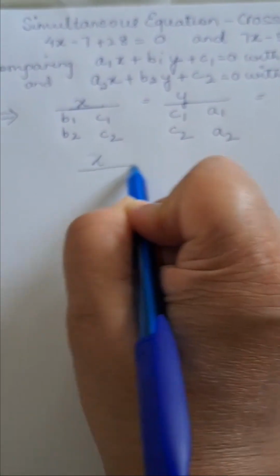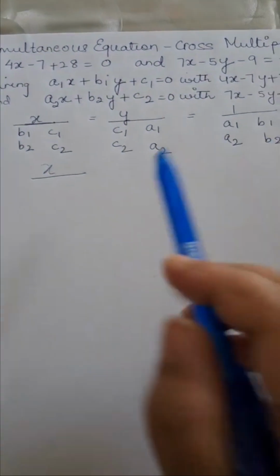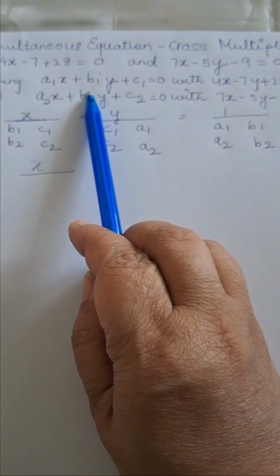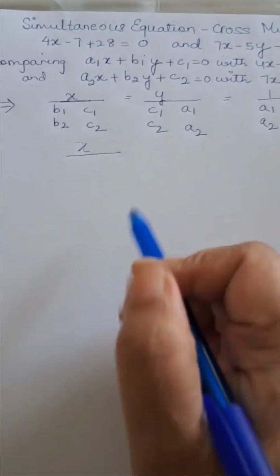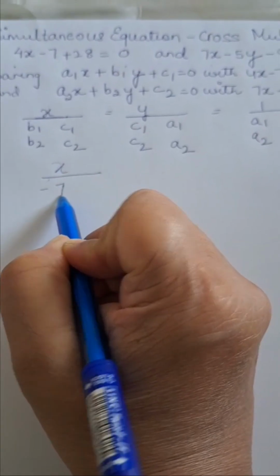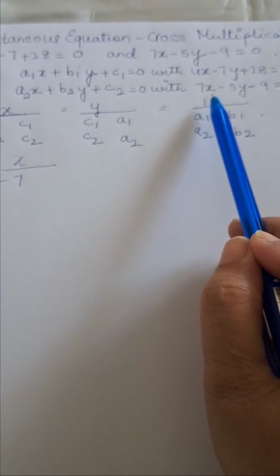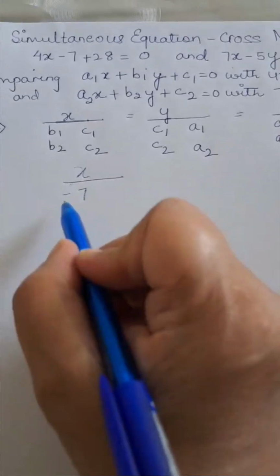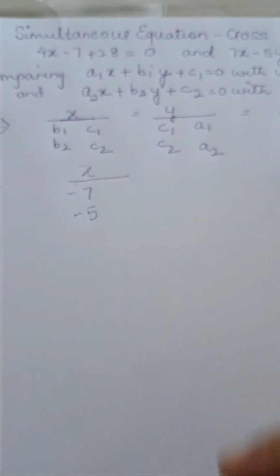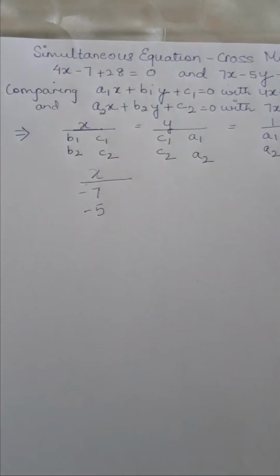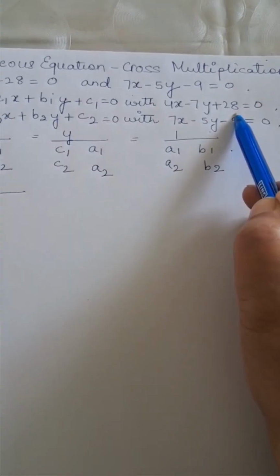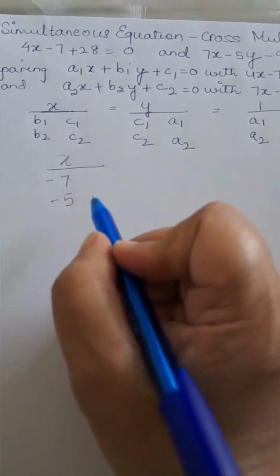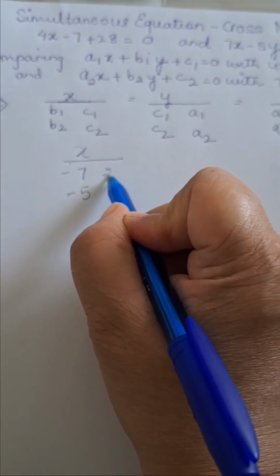Now what does that mean? What is b1? b1 is minus 7, we are comparing it with this. So it will be minus 7. And what will be b2? b2 will be minus 5. Fine. Same way you will find c1. c1 is 28 and c2 is minus 9. So here you will write 28 and minus 9.